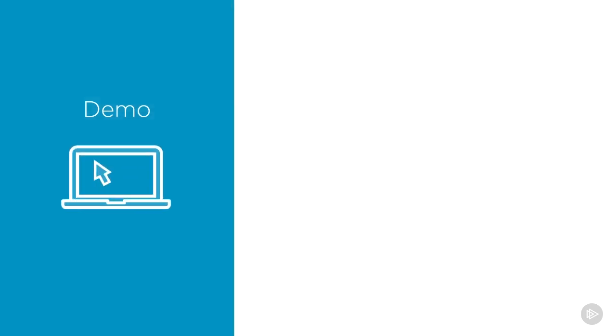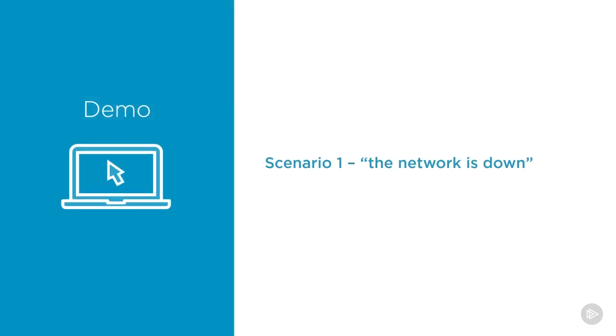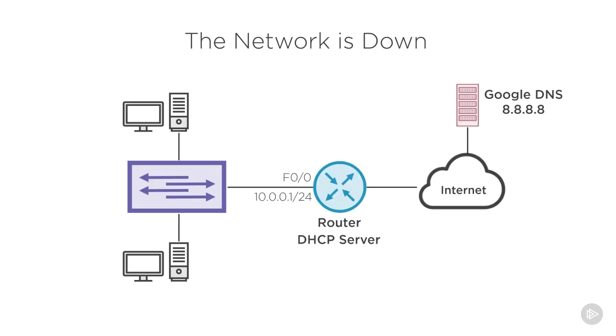So let's do some scenarios. Here is scenario 1. The network is down. Our network is here. My router is acting as a DHCP server. We have Google DNS out there at 8.8.8.8, and I have 2 PCs on my network.